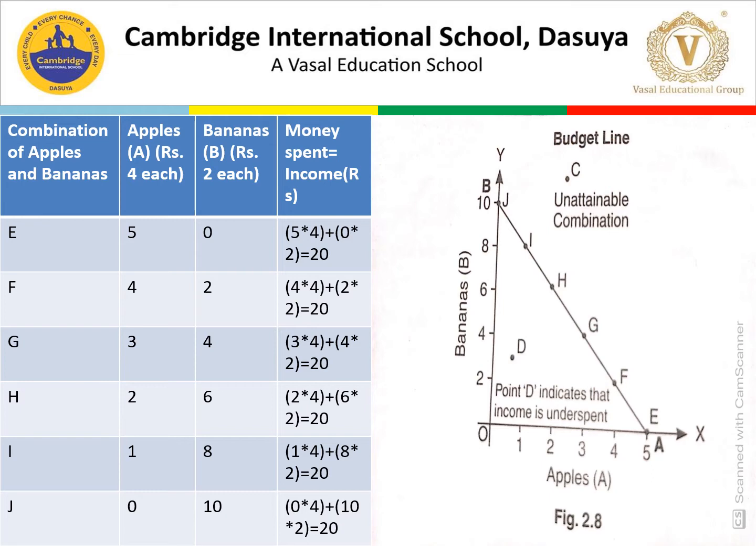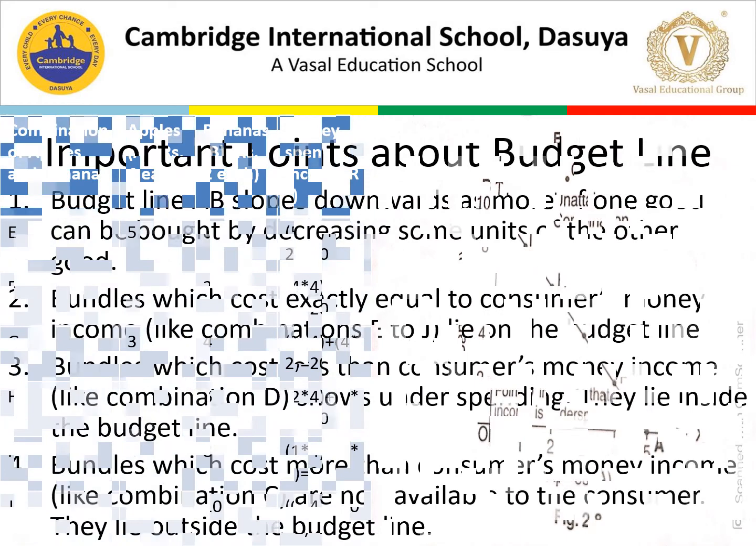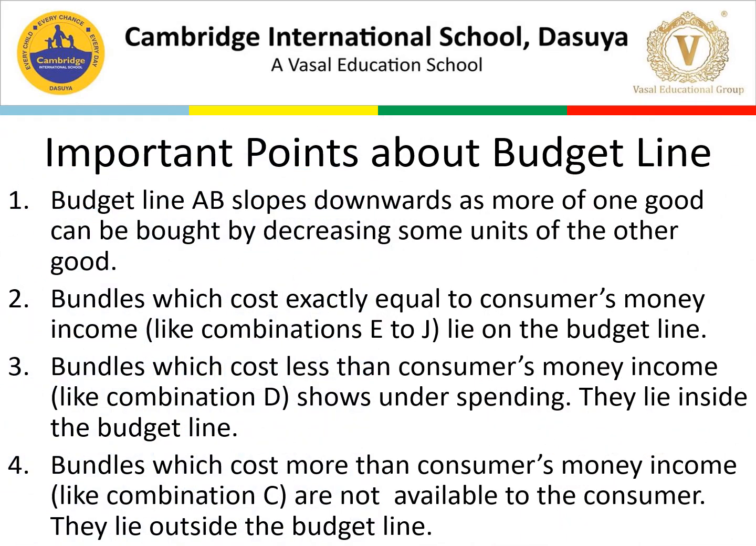So you know what a schedule is? The table shown on the left-hand side is the schedule, and on the right-hand side, figure 2.8 shows your graph, your curve for the budget line. So let's move on to the next thing. What is the next thing in the budget line? Some important points about the budget line.